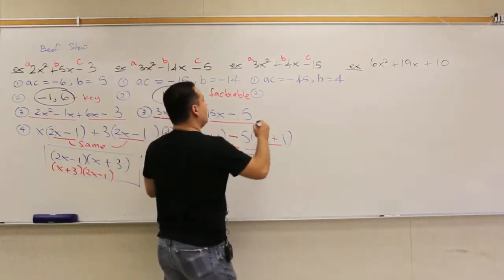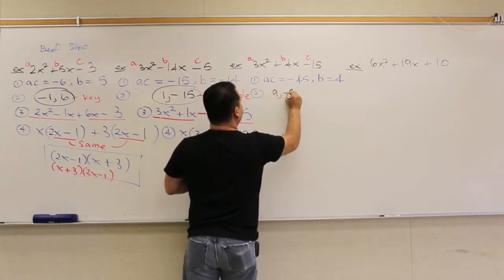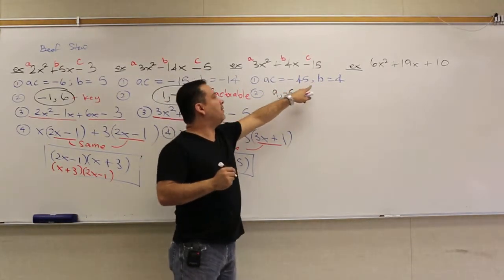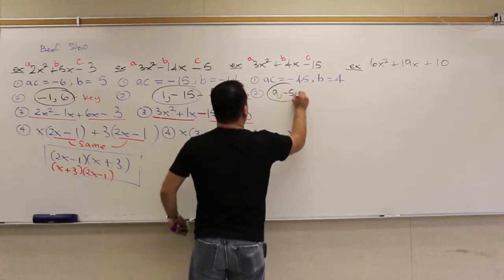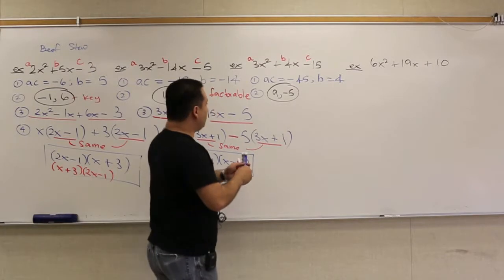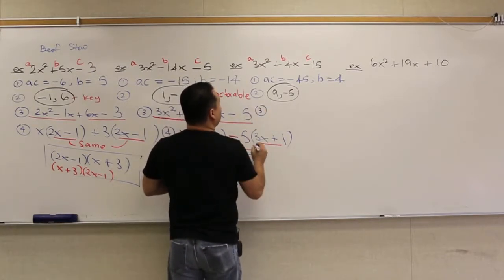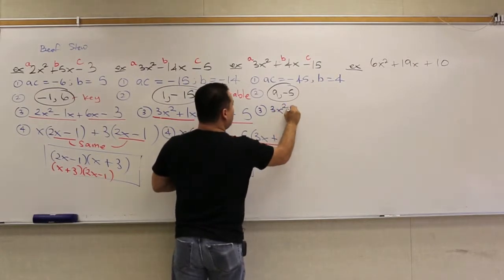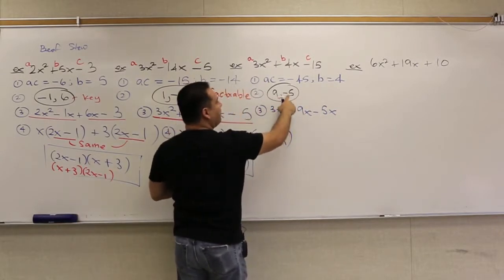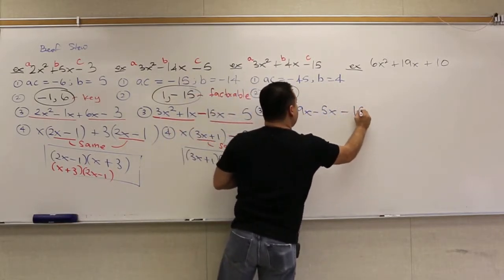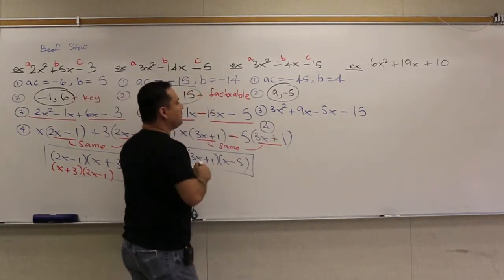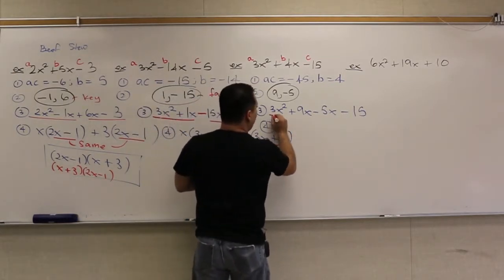Negative 45. Is it 9 and negative 5? What's 9 times negative 5? Okay. What's 9 plus negative 5? Okay, good. So that's the key. This is going to be factorable. Okay? So good. Now I'm going to write down my third step. I have 3x squared plus my 9x. Use the numbers found here. Minus 5x. 9 is positive. 5 is negative. Minus 15. And then, ladies and gentlemen, factor by what? Factor by grouping. Step 4. Go through your process.